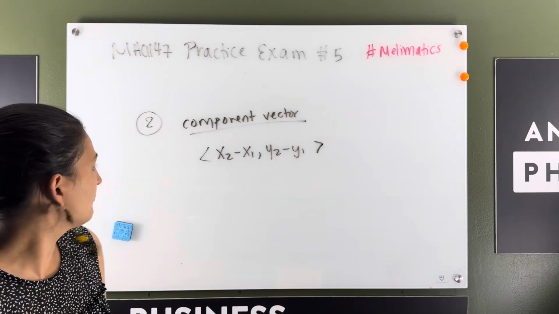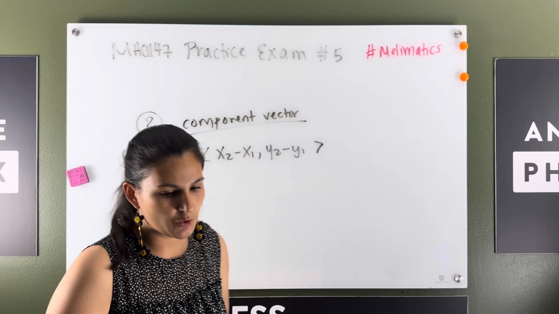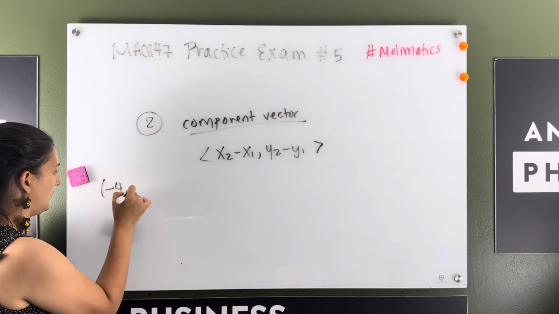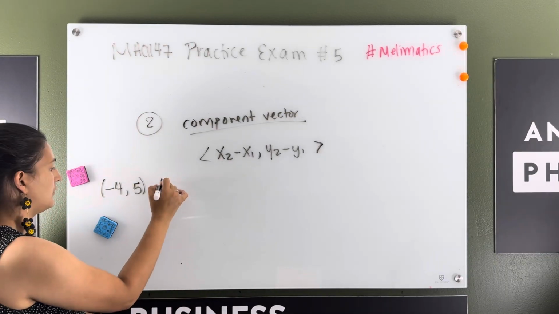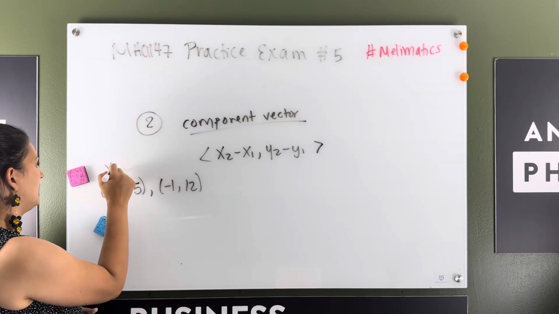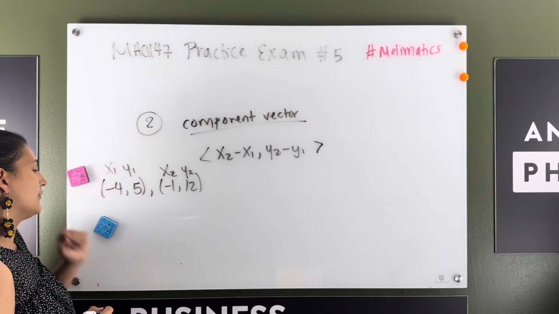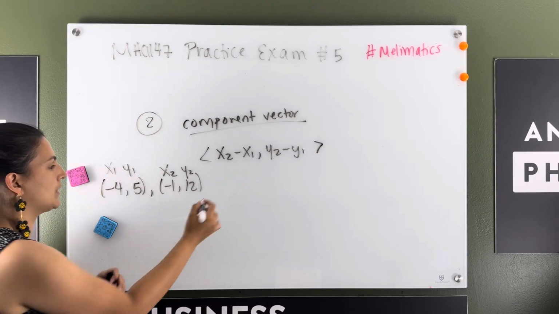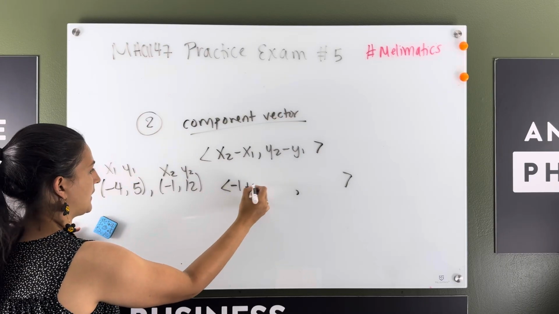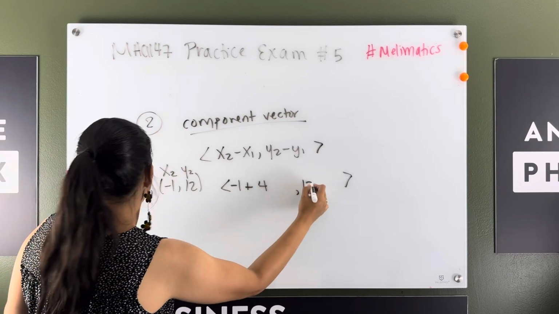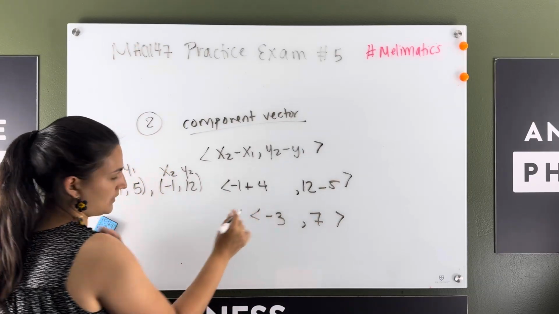Okay, component vector. So again, plug and chug type of thing. We have our initial point where the vector starts, and we have the terminal point, -1, 12. Label them. Ordered pairs are always x, y. Since you have more than one ordered pair, we'll call the first one x1, y1, second one x2, y2. Simply plug in. So it's going to be x2 minus x1 and y2 minus y1. Therefore, we're getting -3, 7.